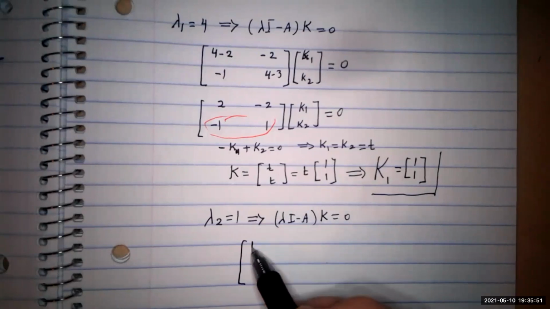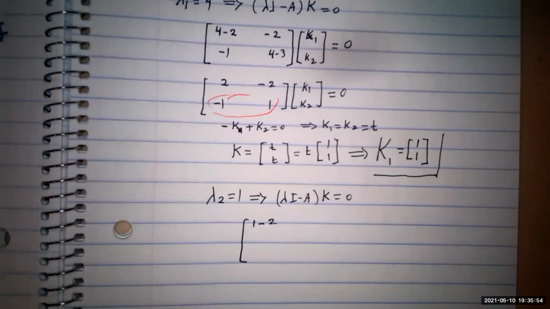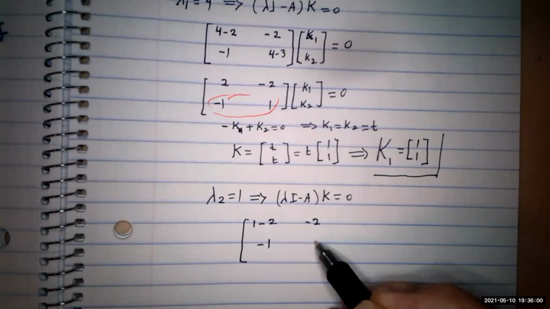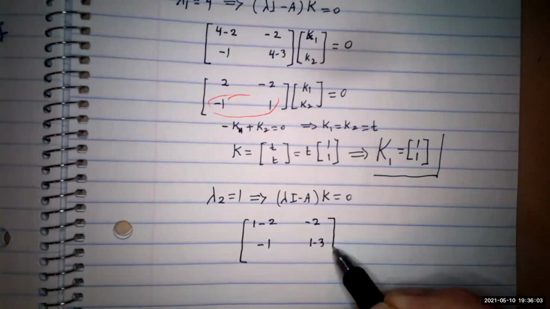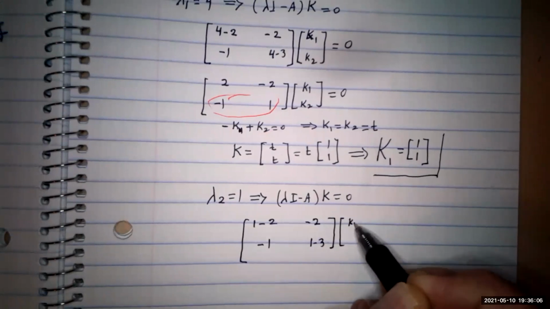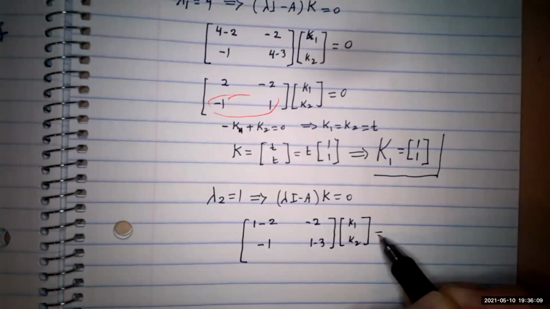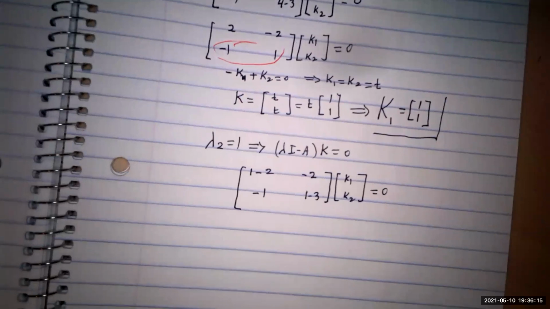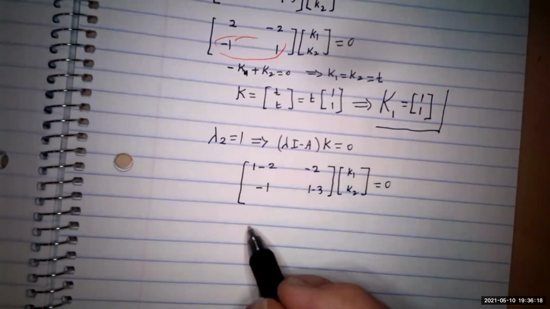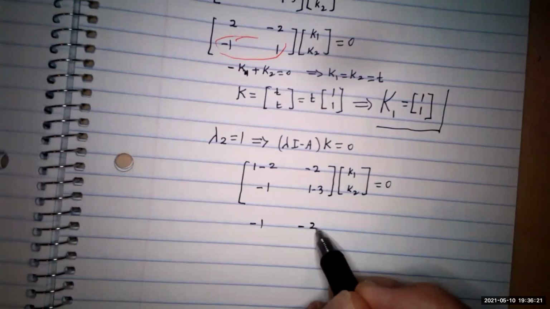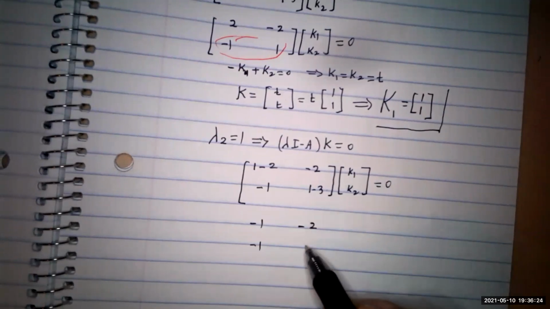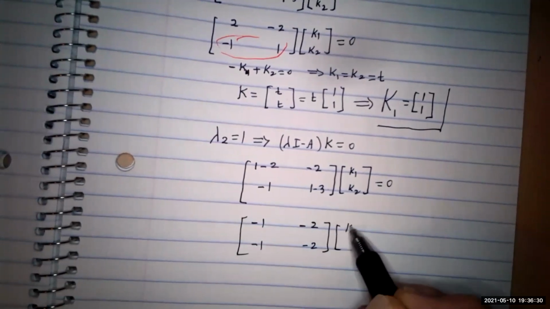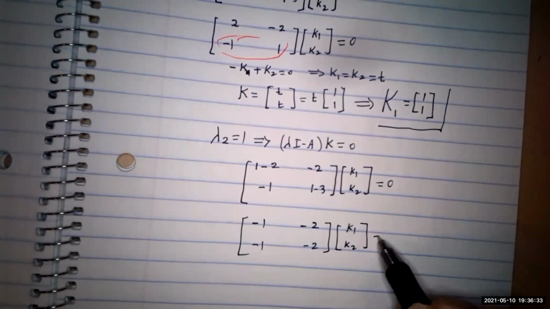Lambda is 1, so that gives 1 minus 2. We get 1 minus 2, negative 2, and this is going to be negative 1. It was lambda, now lambda is 1, times again the vectors that give you 0. As soon as you simplify it, you get negative 1, negative 2, and then negative 1 and negative 2. So quickly you can change it into the 0, 0 for one of them.